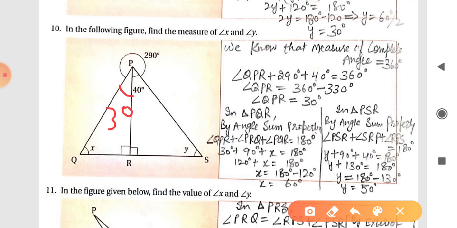Then to find the value of x, we will use the angle sum property in triangle PQR, because we are given two angles and the third angle can be easily found. Angle QPR plus angle PRQ plus angle PQR is equal to 180 degrees. Then the value of x is 60. Similarly, we will use the angle sum property in triangle PSR. Then 40 degrees plus 90 degrees plus y is equal to 180 degrees. Then we can find the value of y, and y is equal to 50 degrees.